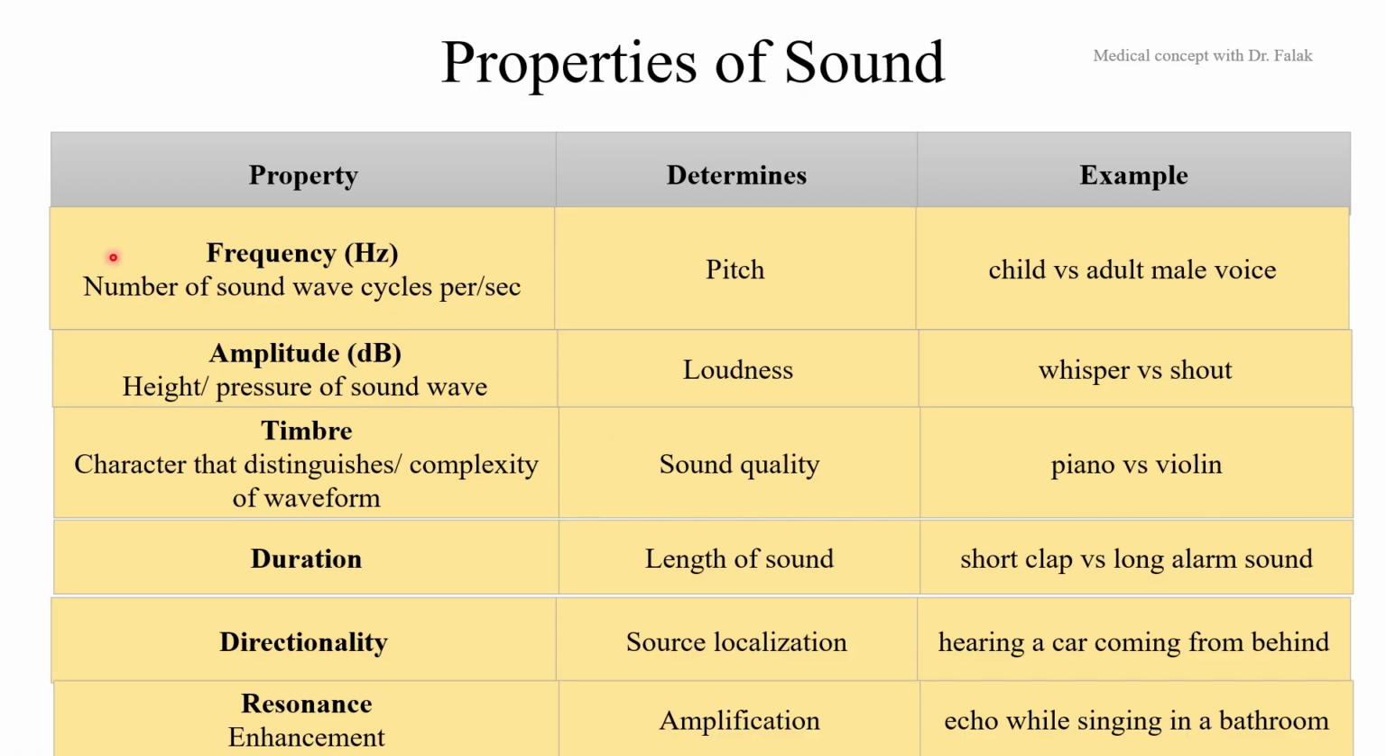Several properties define sound. Frequency determines the pitch. A high frequency sound produces a high pitched tone, whereas a low frequency sound produces a low pitched tone. Amplitude determines the loudness. Timbre gives sound its unique quality, allowing us to distinguish between different musical instruments. Duration determines how long a sound will last, while directionality helps us to locate the source of sound. Resonance refers to the amplification produced by vibration of the surrounding structures.